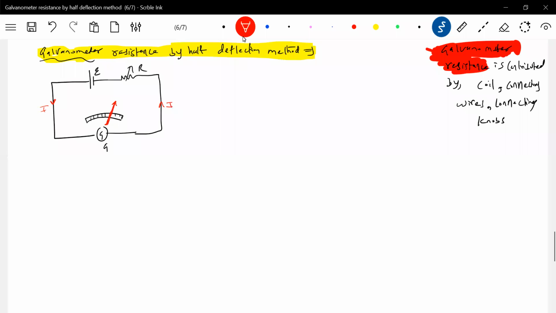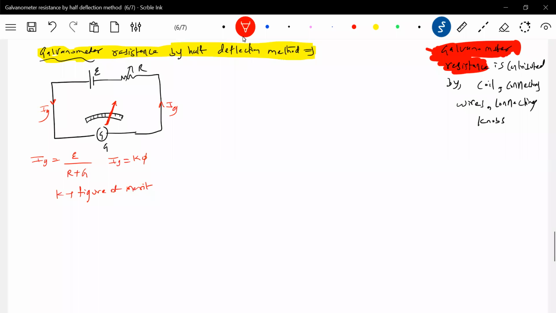So what is the expression for this galvanometer current? IG is equal to E by, this is external resistance R plus G. Do you all agree? And this IG is equal to K into phi. This K is called the figure of merit. In the galvanometer construction, we made current proportional to the deflection of the pointer. So the remaining factor K is the figure of merit.